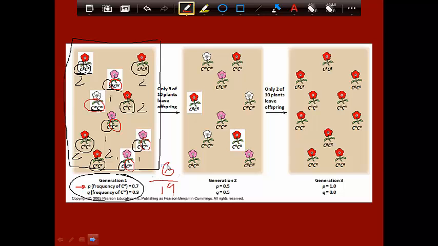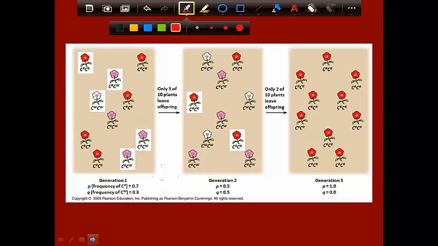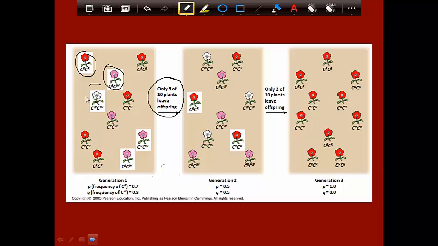Now we're going to move on to another generation. So here we've got a little note that tells us only 5 of the 10 plants leave offspring. These 5 plants that leave offspring are the ones that are in white. Those 5 leave offspring because the environment favors those for whatever reason. Maybe they grow faster in the sun environment that's there. So those that leave offspring, we get a different mix this time. Okay, here's our next generation.